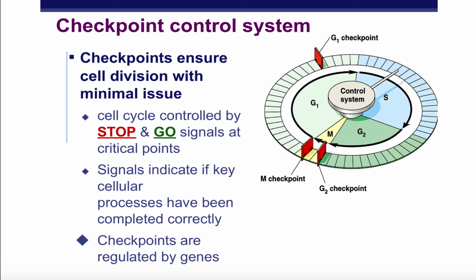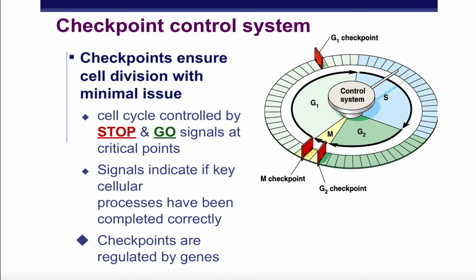You stop the cell cycle and you stay in the stage or the phase you're in if you are not ready to move on, and you go if all indicators show that you're ready to divide or that it's appropriate to divide in that moment. You don't want your cells to divide when you don't need new cells, for instance. Because you're regulating it, it's reliant on signals that indicate if cellular processes have been completed correctly.